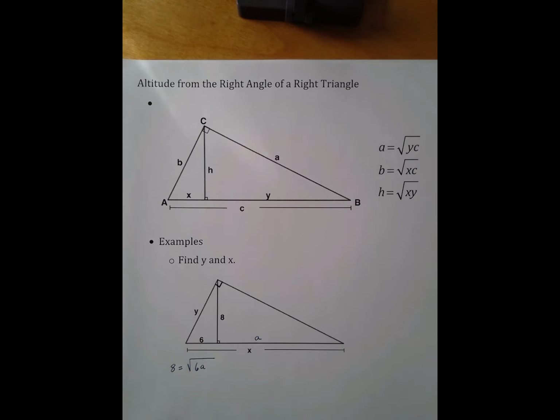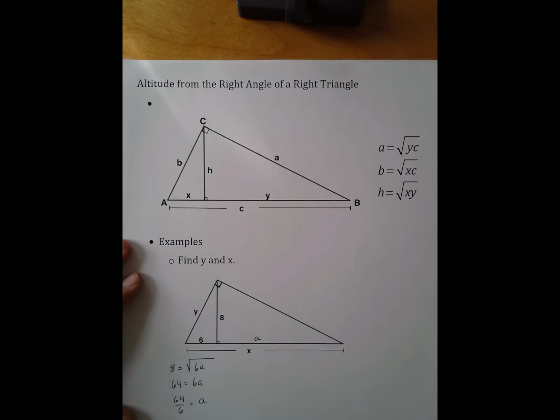I'm going to solve this. First, I'm going to square both sides. And then I'm going to divide both sides by 6. Now, this fraction can be reduced to 32 over 3. And I'm going to leave it as a fraction. I'd rather not deal with decimals, especially in this case since the decimal is 10.6 repeating. So now that I know a, I can find x.